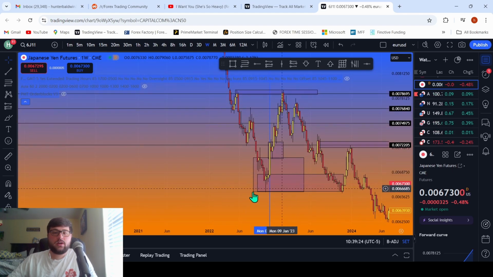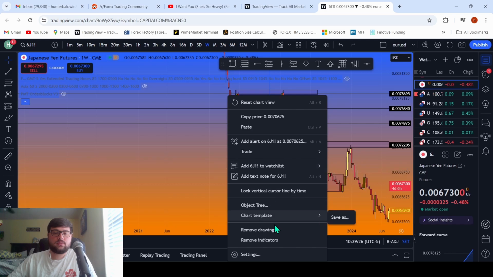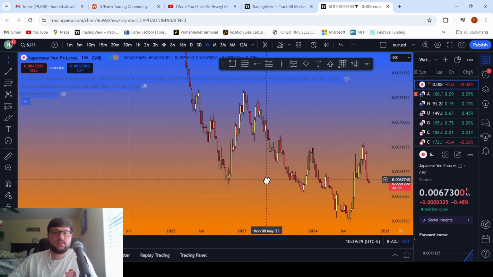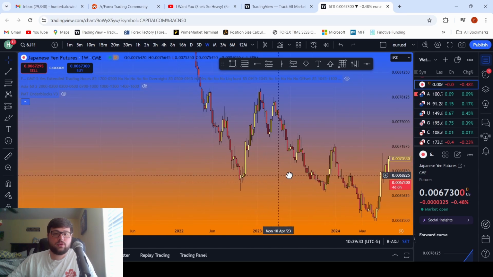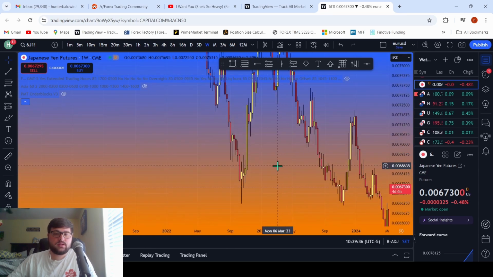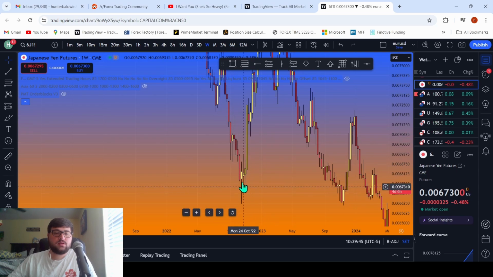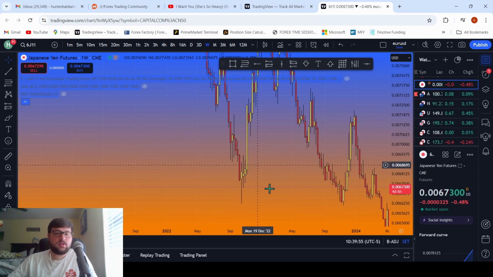Now, let me just clear this off. Why are these areas specifically areas of supply and demand? Well, the reason is, as you can see from this area right here, price started to slow down, and that's important, price started to slow down, and you see all these wicks. You see a little bit of bigger candles pushing down right here, but then again you see these wicks, price starting to slow down.